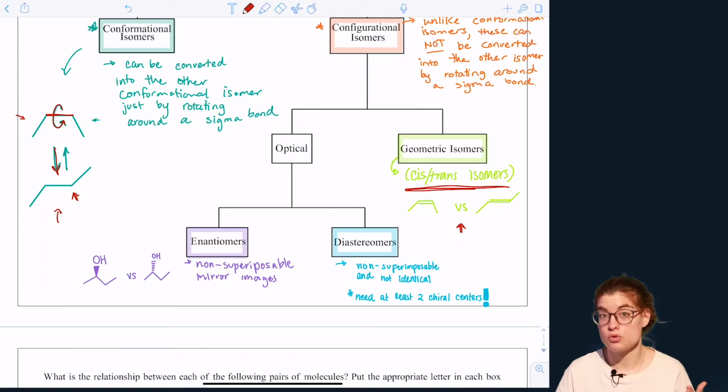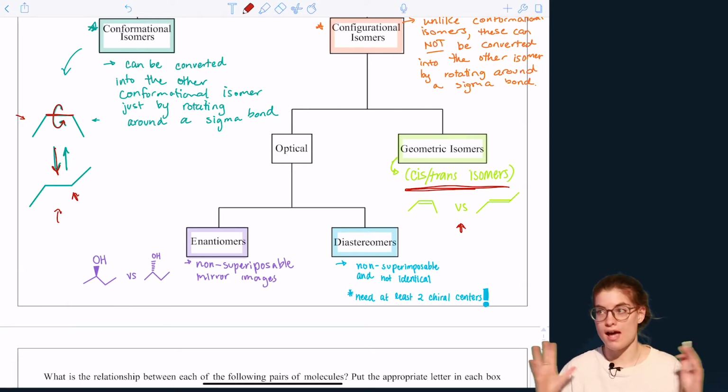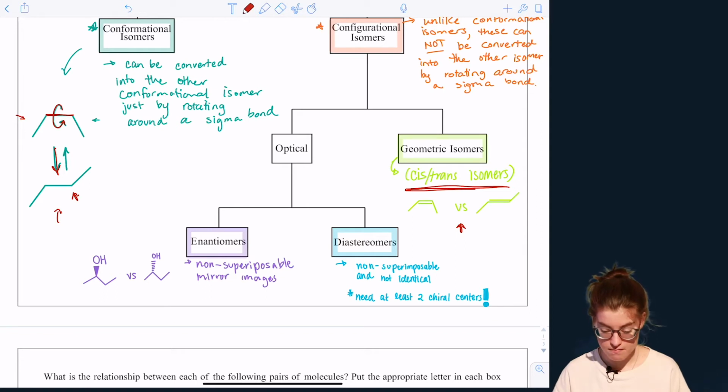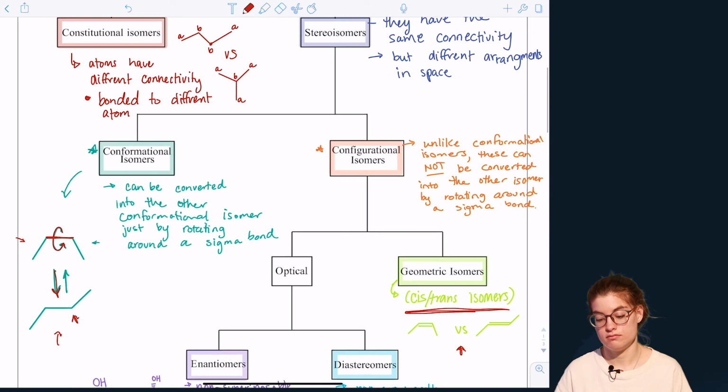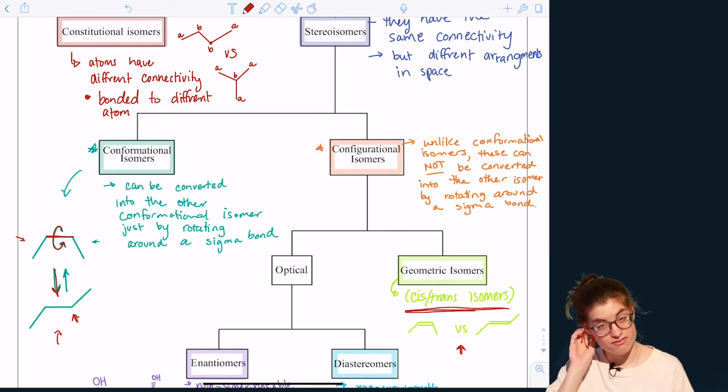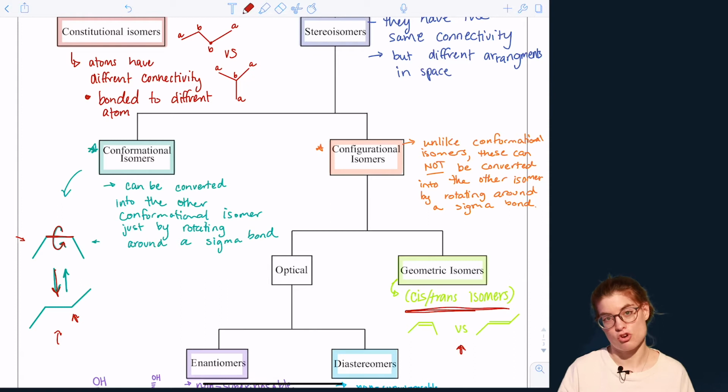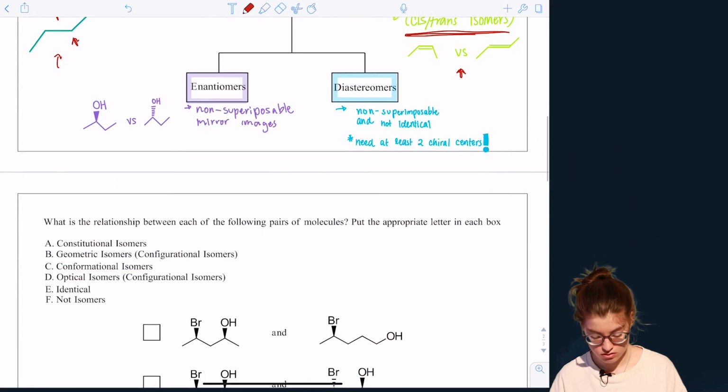And the one thing that you want to really remember about diastereomers as well is the fact that you need at least 2 chiral centers even to be diastereomers, even to have that as a possibility, okay? So really, the thing about these definitions is you just have to memorize them. Okay, so practice will help, making flashcards, but at the end of the day, you're just going to have to memorize these terms and their definitions.